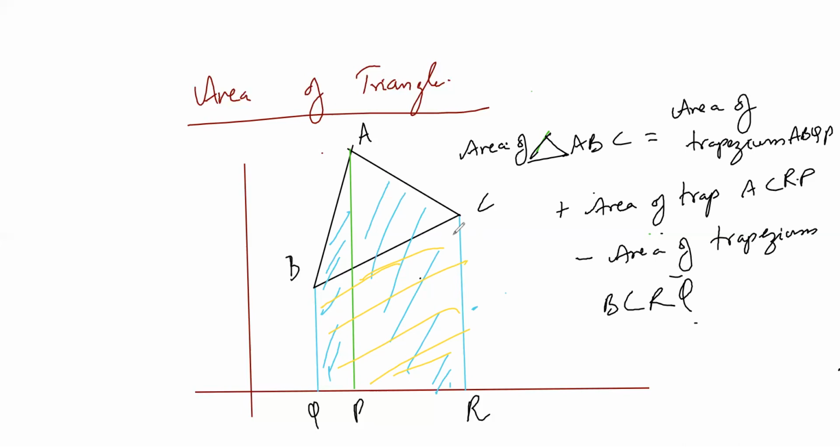So I'm just going to mark the points now. A is x1 comma y1. x2 comma y2 is B. And C is x3 comma y3. Okay. So area of triangle ABC is what? Half into x1 into y2 minus y3.